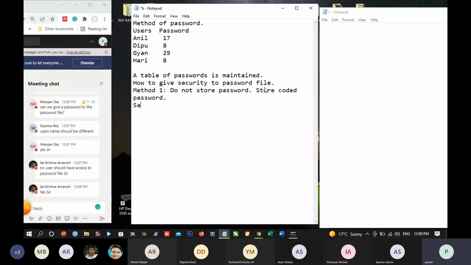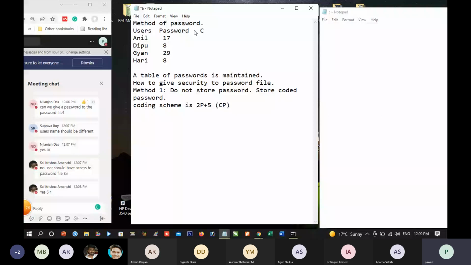Say the coding scheme is 2 into password plus 5. This is our coding scheme. So we are storing it in the coding scheme, CP. We have followed some coding scheme. The password will not be stored. Only the coded password will be stored.